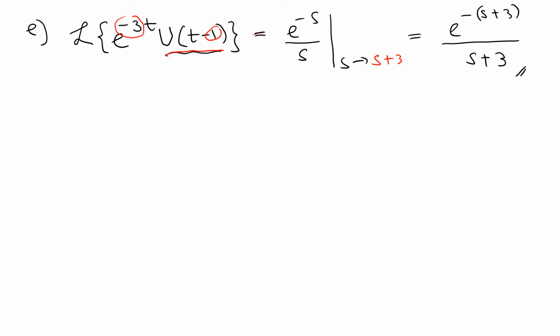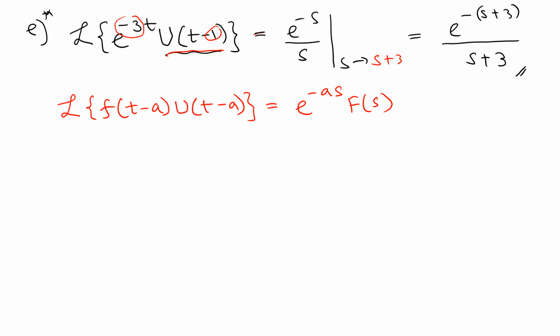Actually, I'm going to do this problem using another technique. You can also use the second shifting property. What does the second shifting property say? The Laplace transform of f(t minus a) u(t minus a) has the exact same format, and the same minus a goes here: e to the minus as times F(s). Here F(s) is the Laplace transform of the original function.